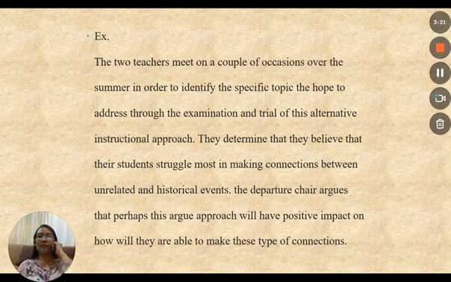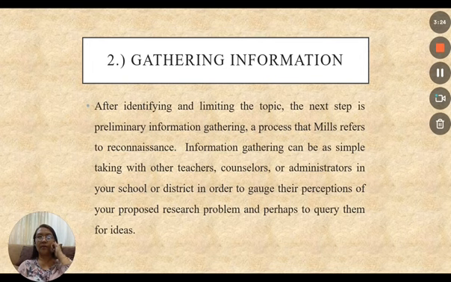Then we have gathering information. After identifying and limiting the topic, the next step is preliminary information gathering, a process that Mills refers to as reconnaissance. Information gathering can be as simple as talking with other teachers, counselors, or administrators in your school or district in order to gauge their perception of your proposed research problem and perhaps to query them for ideas.